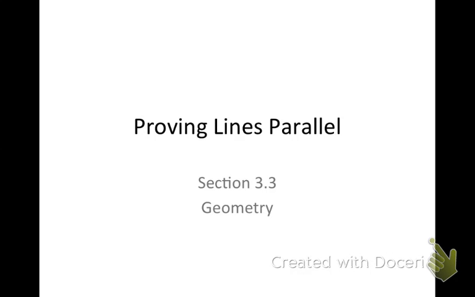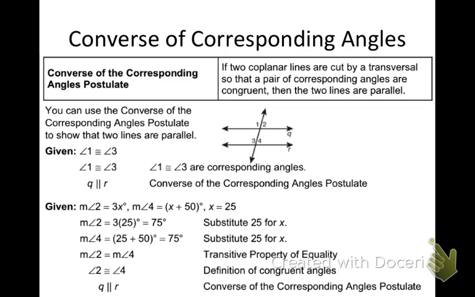All right, so today we're going to talk about proving lines parallel, section 3.3. Today is the converse of the corresponding angle. As I said earlier, yesterday we talked about if the lines are parallel, then those angles are congruent. Well, today is going to be if the angles are congruent, then the lines are parallel.